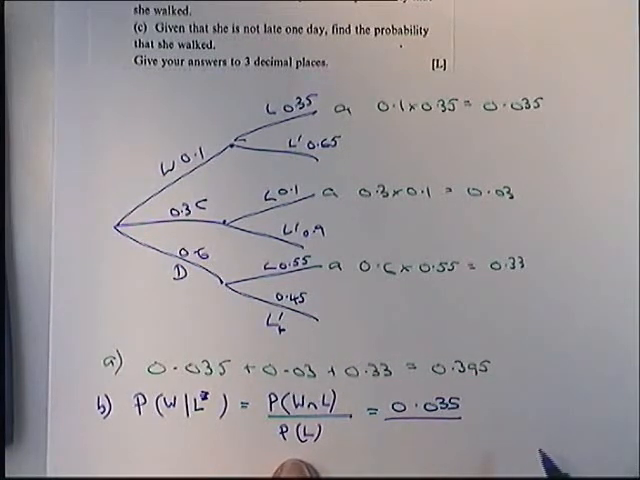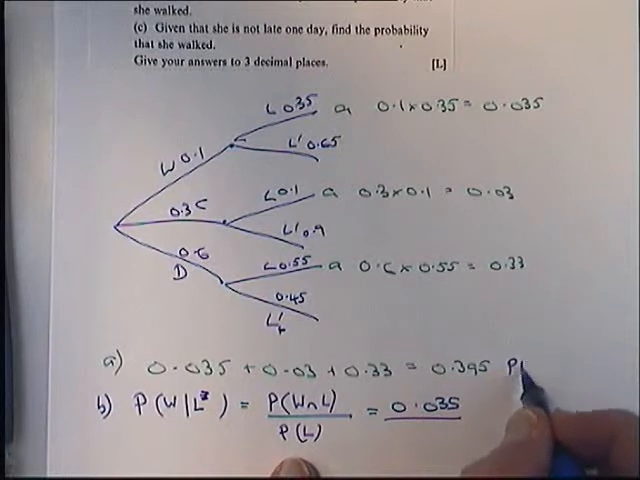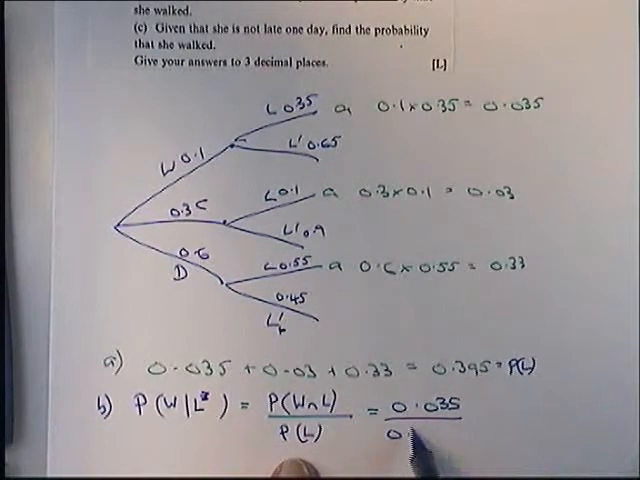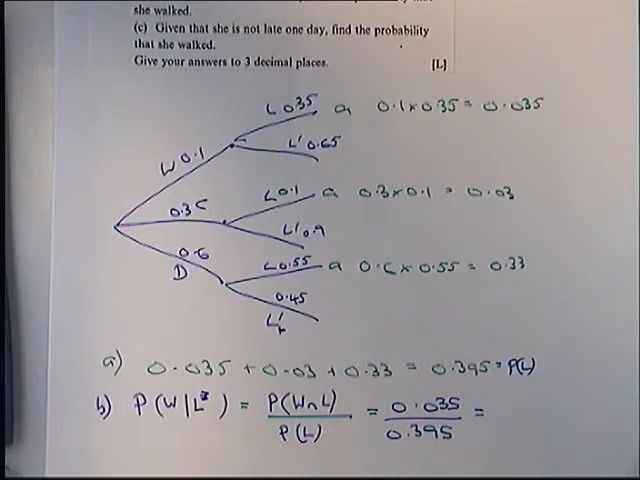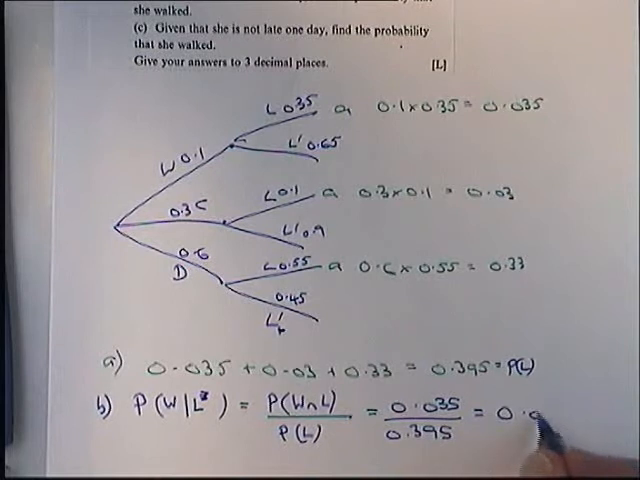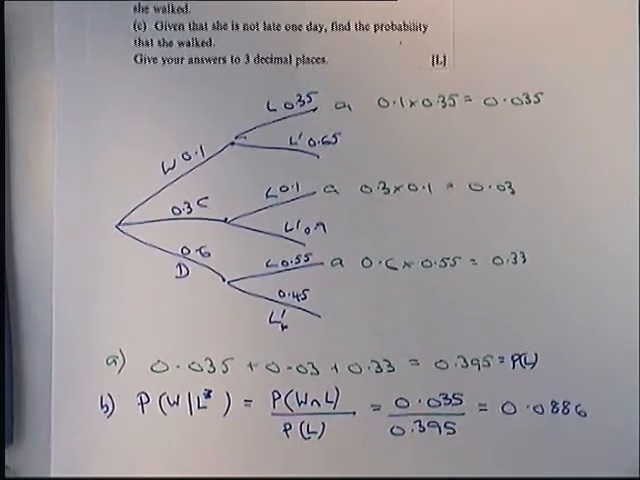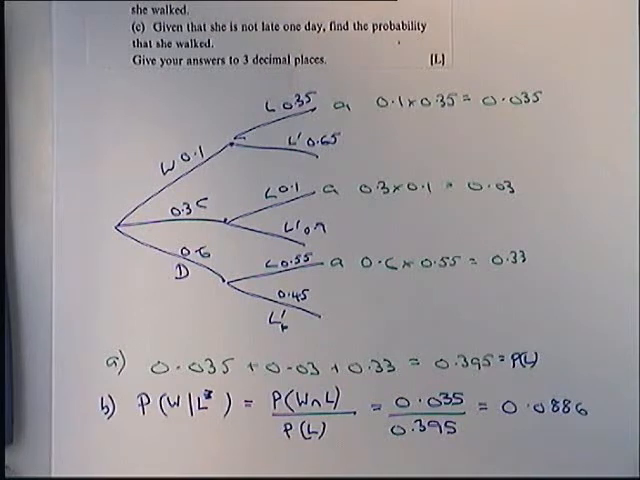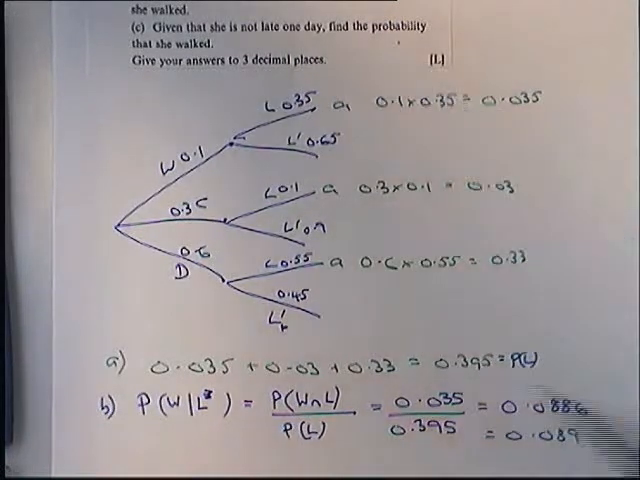Do we have the probability of being late? Well, that was what we worked out in part A, wasn't it? That's the probability of being late there, at 0.395. So if you do that division, you should get an answer of 0.0886. Is that what you've got down there? Yeah. Okay, we've ignored the bit there. It tells us to give it to 3 decimal places. So to 3 decimal places, I'll get 0.089. Okay, that's what it said there in the question.